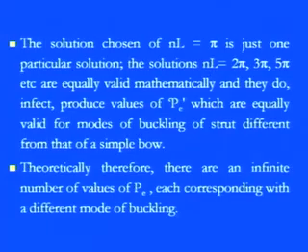That means we have different modes of the strut. Theoretically, there are an infinite number of values of PE, each corresponding to a different mode of buckling. So that's what you see here. If we have n number of values of PE, there are n number of modes of buckling within that structure.